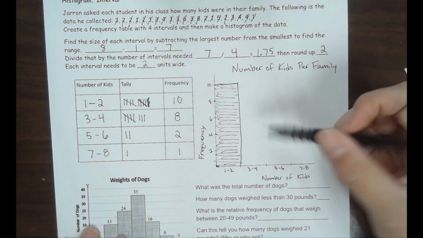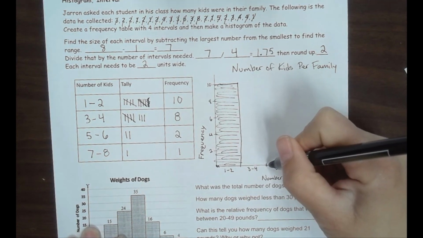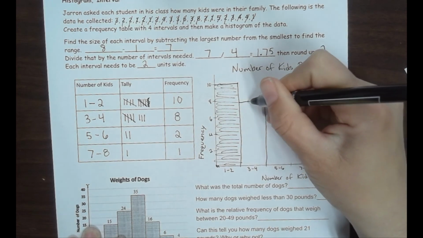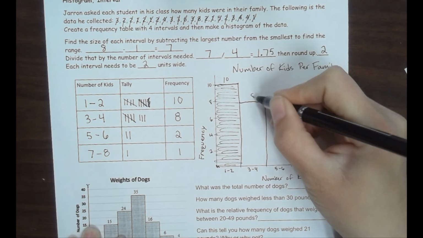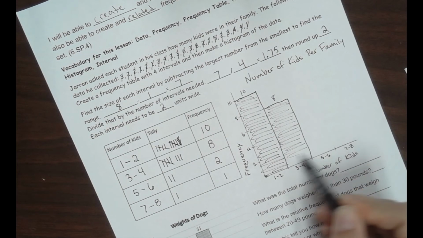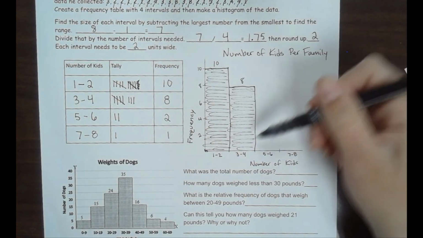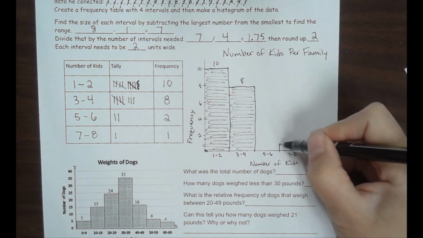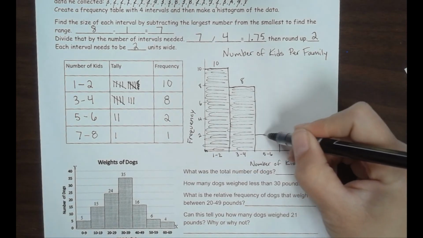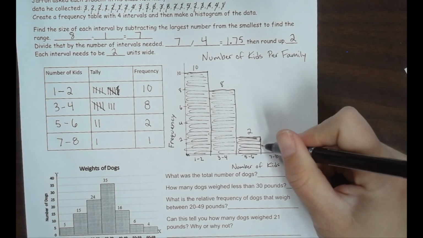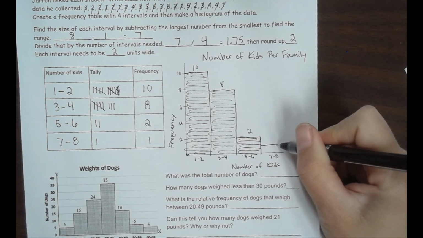3 to 4 kids, there were 8 of them. So I'm going to go from here straight up to 8. Remember, no gaps. 8's about right there. And we can even write above it if we want to, just to make it clear. Sometimes they don't. You have to read the graph. But you can see, I come up to here and I can see that that's at 8. 5 to 6 is 2, so I'm going to go up to where 2 is. We can write a number over it if we want. And then 7 to 8, we had 1, so that'd be halfway between 2 and 0.